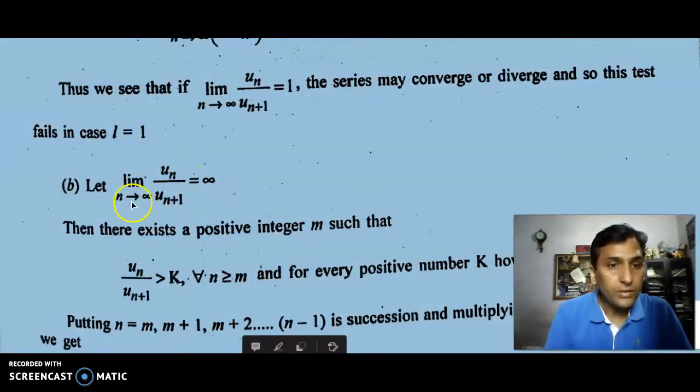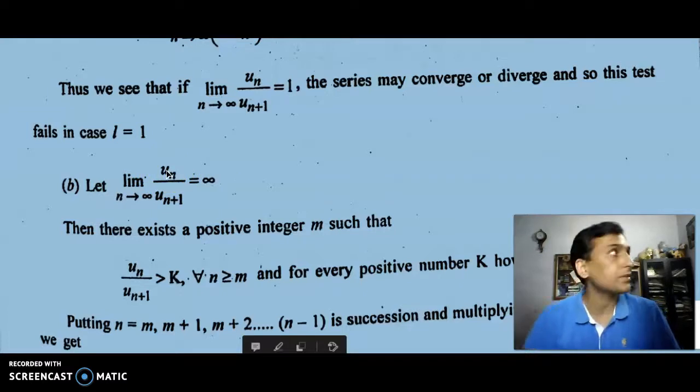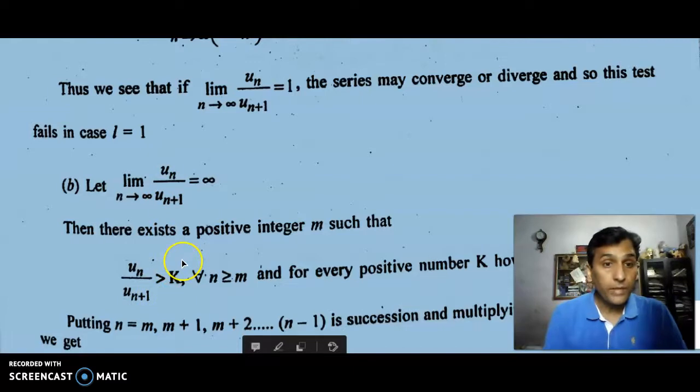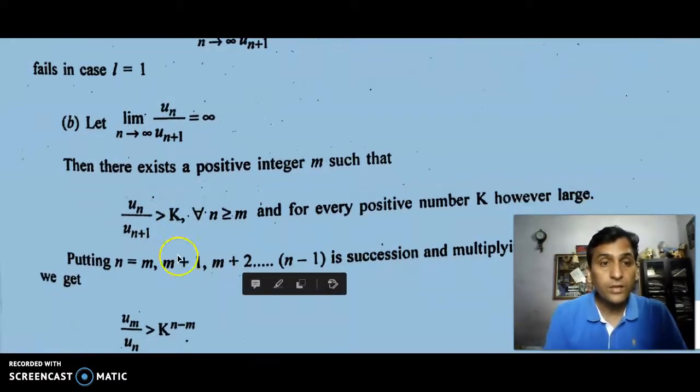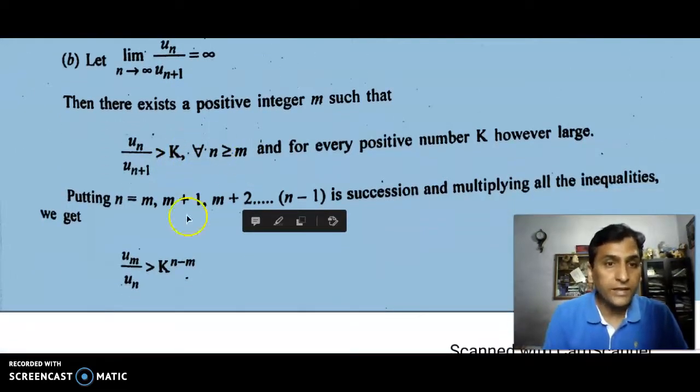The ratio limit of un upon un plus 1 is infinity. When I say infinity, it means it is growing. In a general sense, you can say it is infinity when the numerator is growing faster than the denominator. So by the definition of limit towards infinity, we say it is bigger than any number. But it is true for n greater than m. Again, this is m upon n.